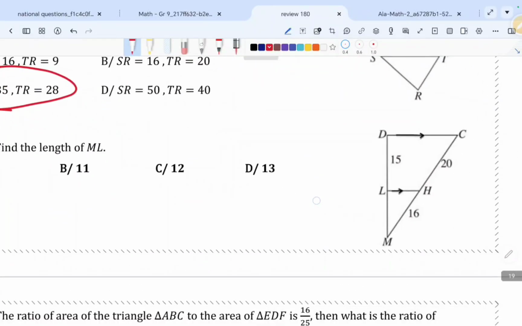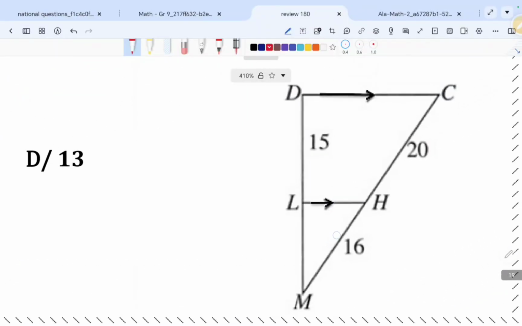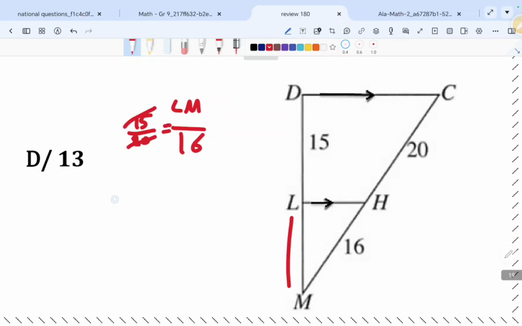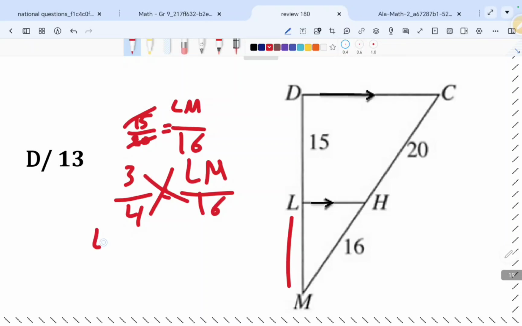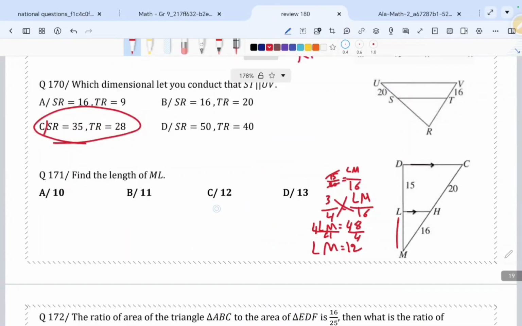For this one, we will say 15 out of 20 is equal to Lm out of 16. Can I simplify? Yes, it will be 3 out of 4 is equal to Lm out of 16. Cross product, 4Lm equals 3 times 16 equals 48. Divided by 4, divided by 4. Lm is equal to 12. Okay.